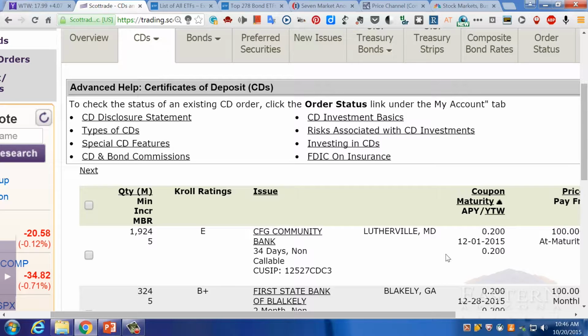20 cents. 20 cents. I'm telling you, it's barely above our savings accounts. So you might as well find something else. The only good thing is, though, you do usually have to buy less of them. Like this one, actually, that one's kind of crazy. You have to buy 1,924 of them, so that's out of our range, too. So those are the things that you're looking for.